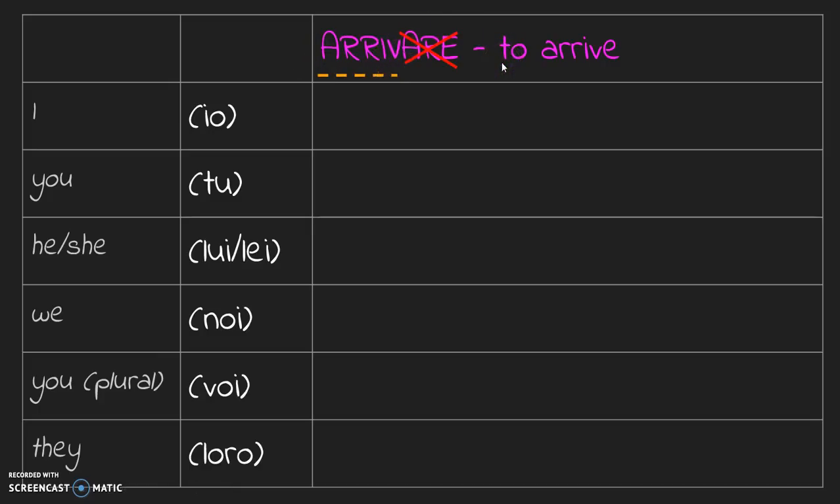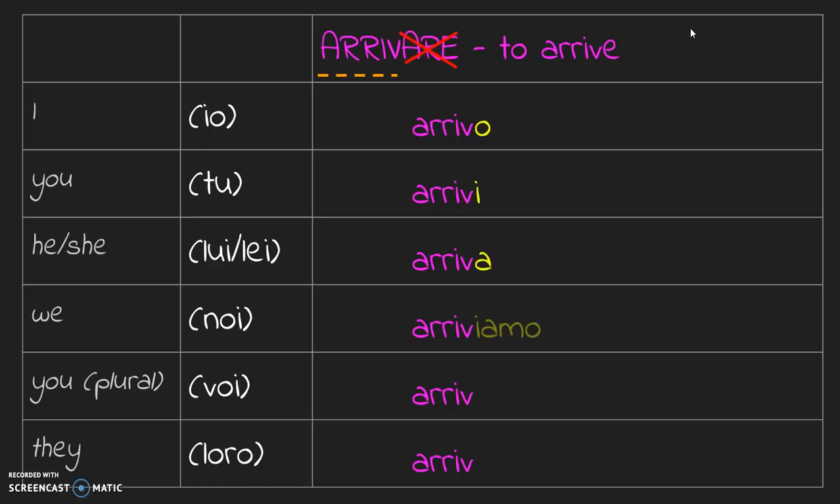So step 2, we have our stem and we're going to copy that down into all of the rows because all of these conjugations will begin with the stem arriv in this case. The very last thing we need to do to complete the verb, so step 3, is that we need to add our endings. For are verbs, the endings are o, i, a, iamo, ate, ano. So now we have completed the verb, and it looks like this.